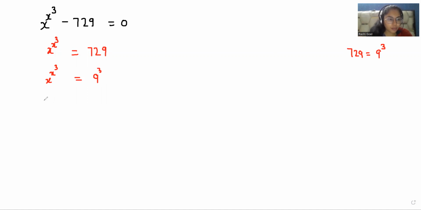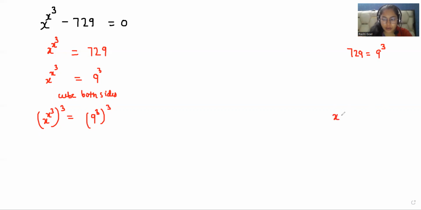Now I'm cubing both sides. So (x^x)^3, the whole cubed, is equal to (9^3)^3. Now, according to the rule of exponents, (x^m)^n is equal to x^(mn). So we can write it as x^(3x), to the power 3, is equal to 9^9. Now I'm using this rule.